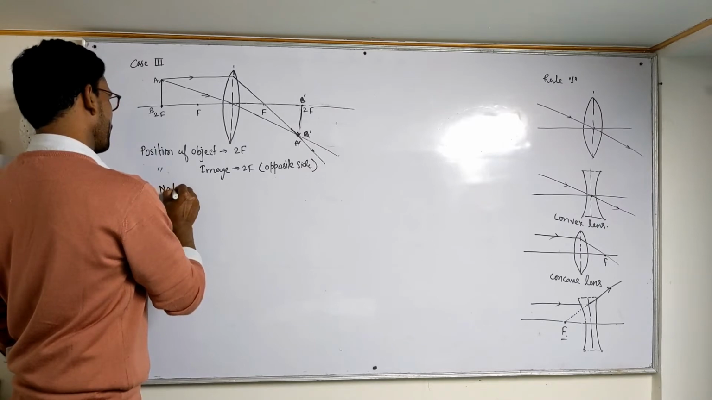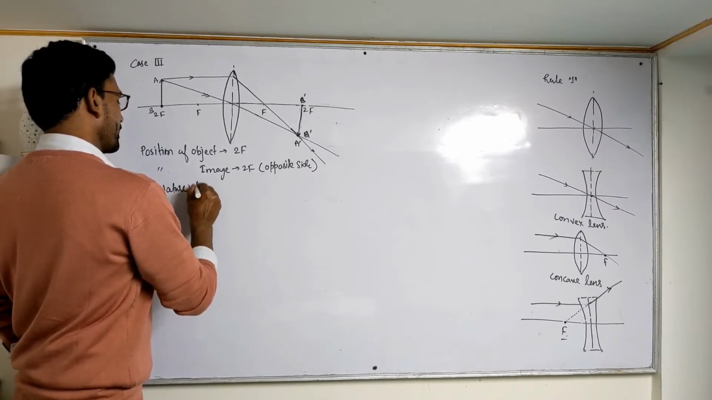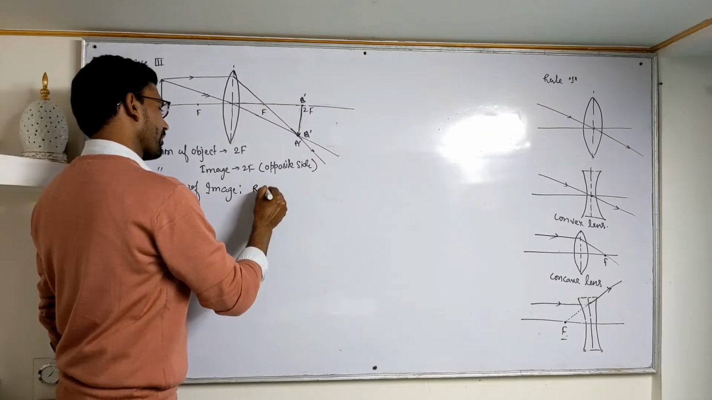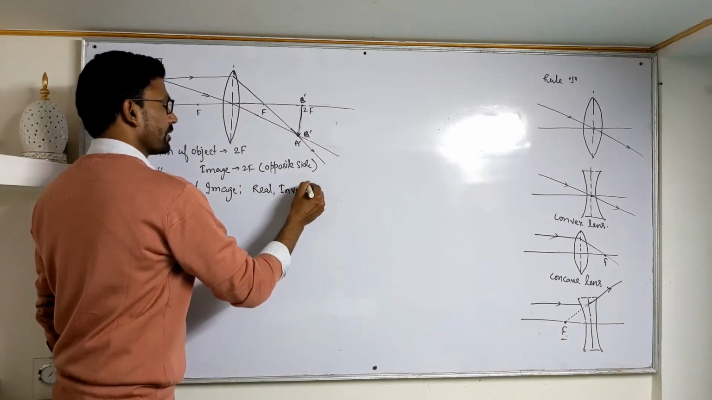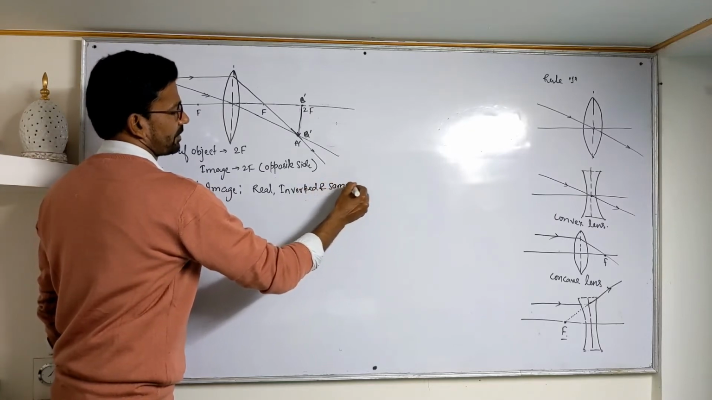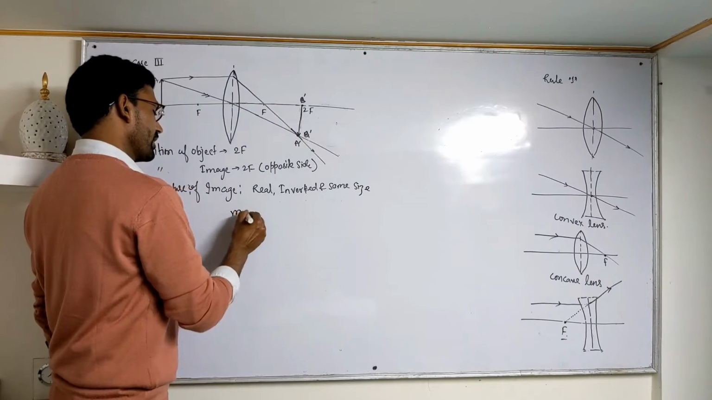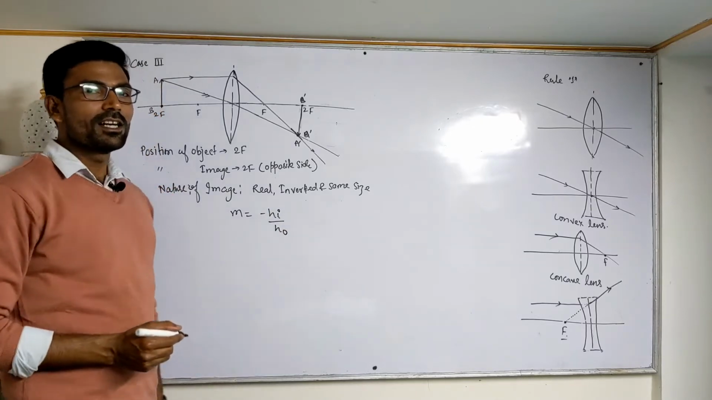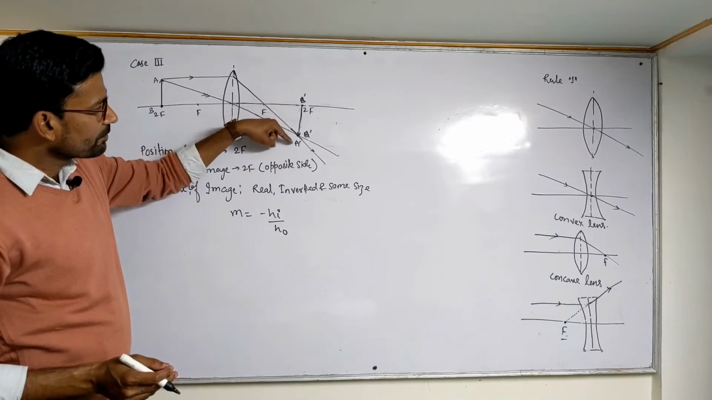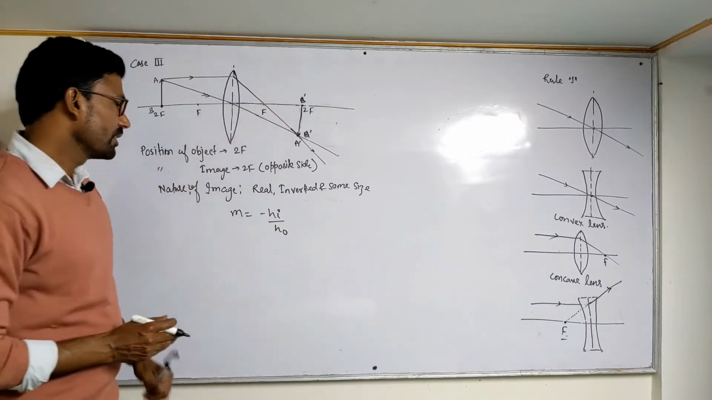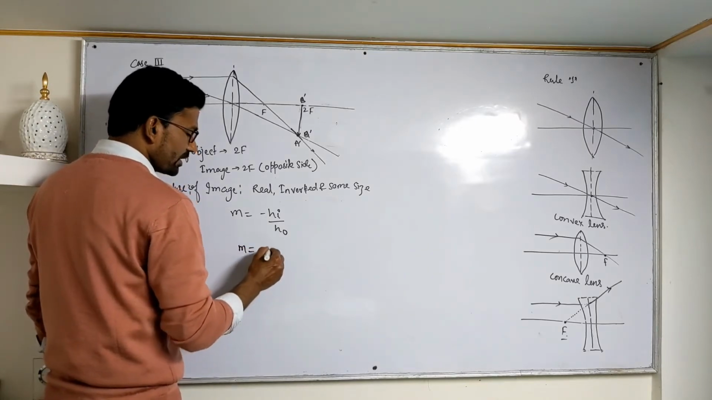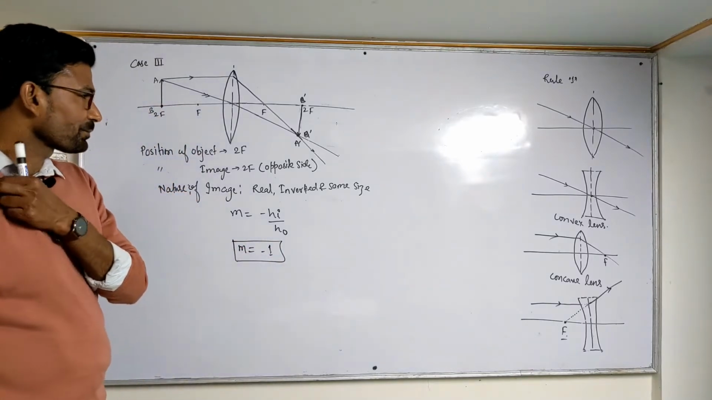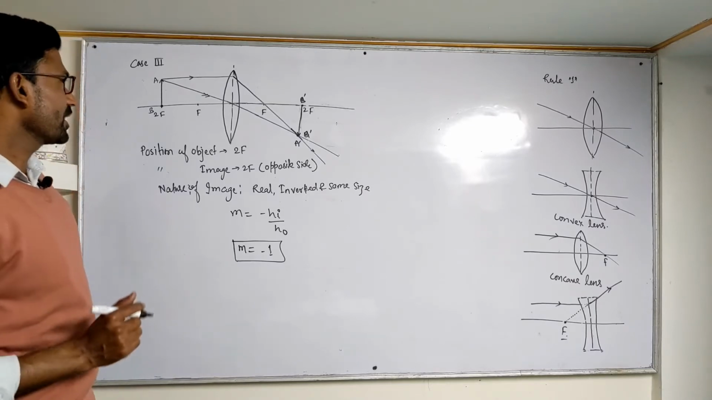Nature of image. We can see the nature of image: it is real, inverted, and same size. So magnification, we can say, is height of image upon height of object. A negative sign will be taken with the height of image because it is formed below the principal axis. So magnification is exactly equal to 1, or we can write -1. The negative sign represents that the image is inverted. This is the third case. Fourth case.